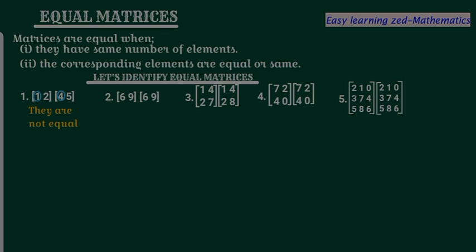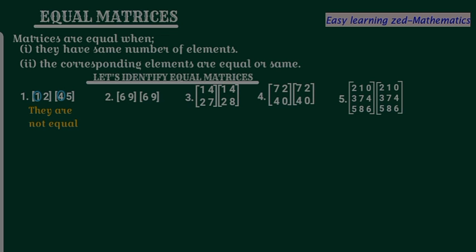So let's go to example 2. We are given two matrices. The first matrix has 6, 9, and the second matrix has 6, 9. Let's check whether these matrices are equal. First, we count the number of elements in each matrix. The first matrix has 2 elements and the second matrix has 2 elements. So the first point has been fulfilled.